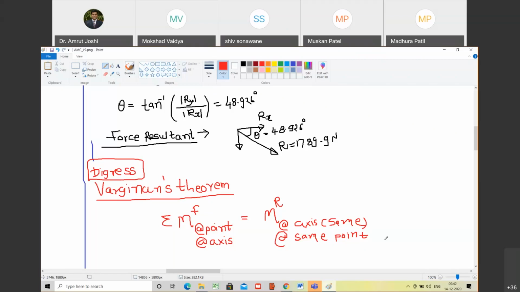You are taking the algebraic sum of moments of all the forces that have been shown on the body as a force system about an axis passing through a point under consideration, on or off the body. This must be equal to the moment of the resultant of those forces about the same axis passing through the same point under consideration. Are you with me? Yes, sir. So I hope there is no ambiguity in Varignon's theorem. If anyone has any doubt, ask.